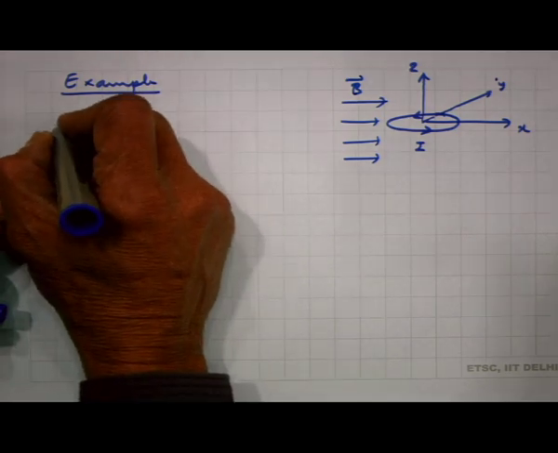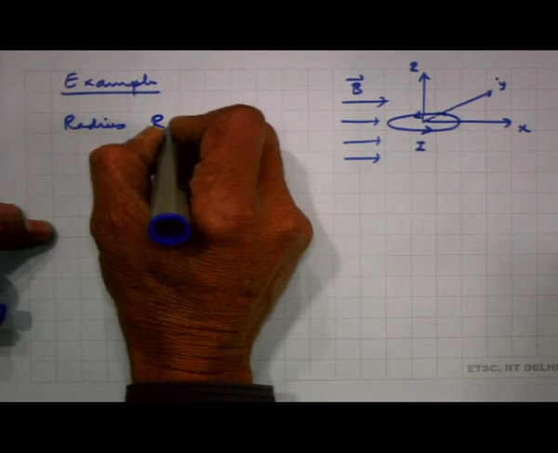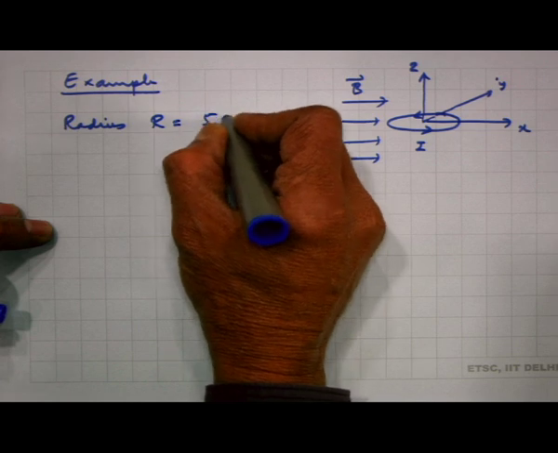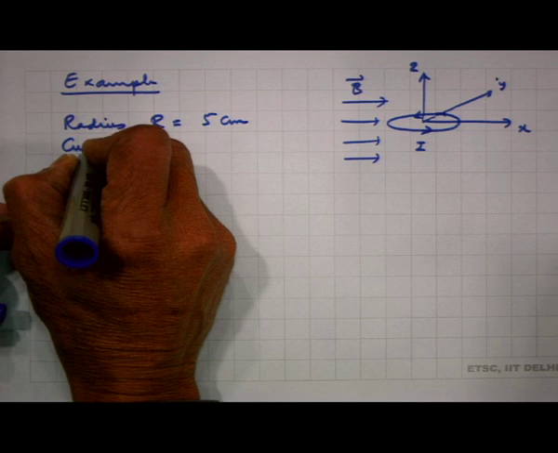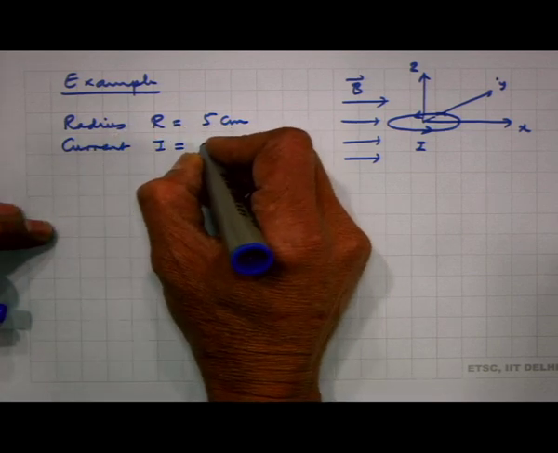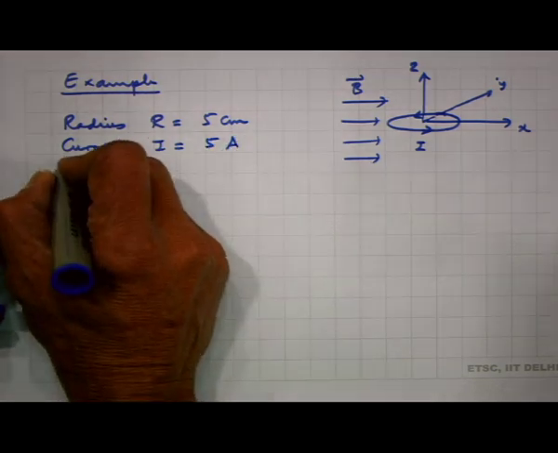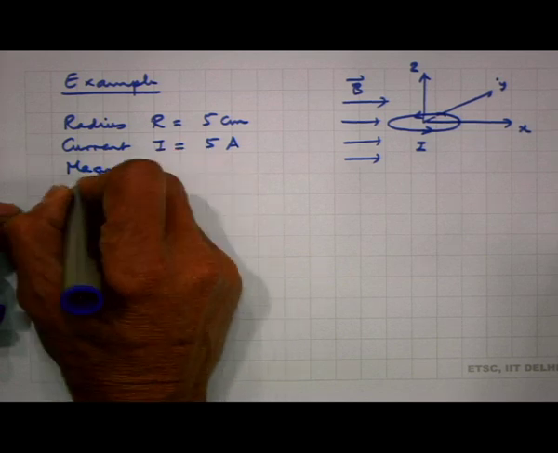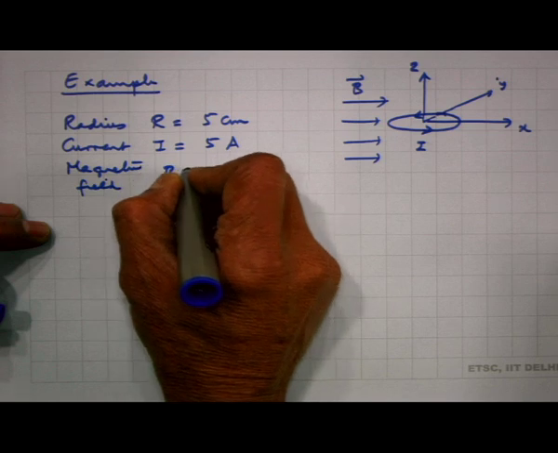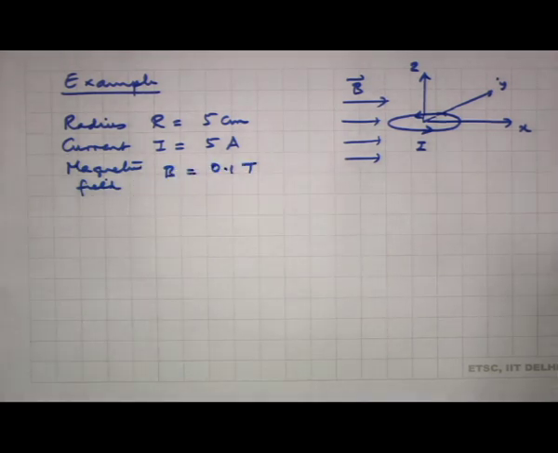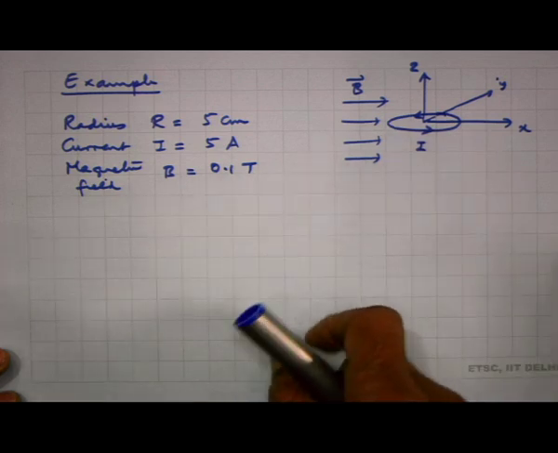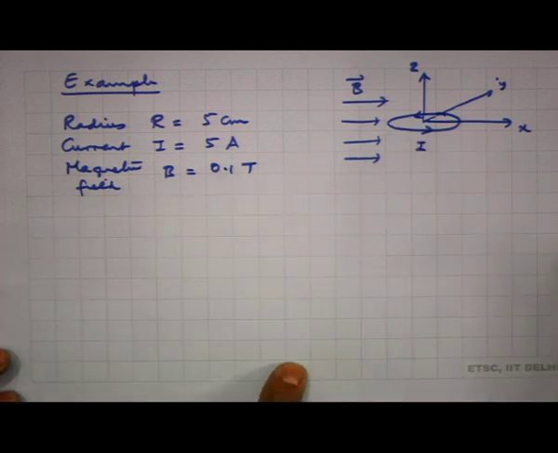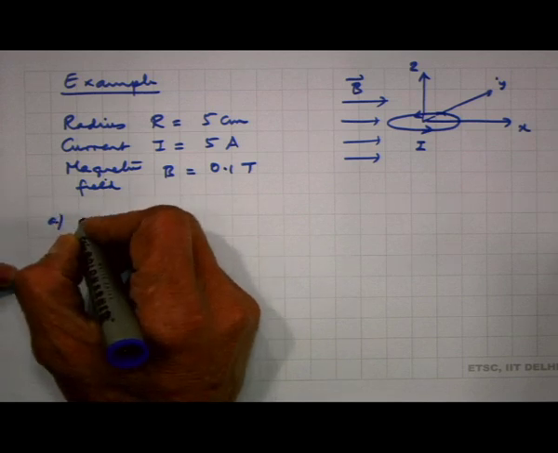It is given that the radius of the coil is 5 centimeters, the current through the loop is 5 amperes, and the external magnetic field B is equal to 0.1 Tesla and oriented along the x direction. So, I am given a loop of radius 5 centimeters carrying a current of 5 amperes and placed in an external magnetic field of strength 0.1 Tesla. So, first let us calculate the magnetic moment of this loop.